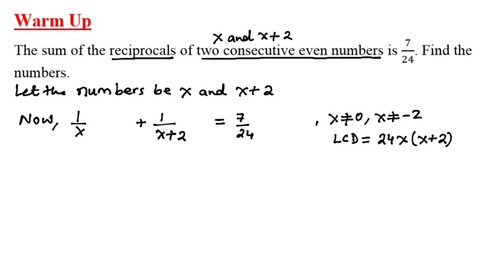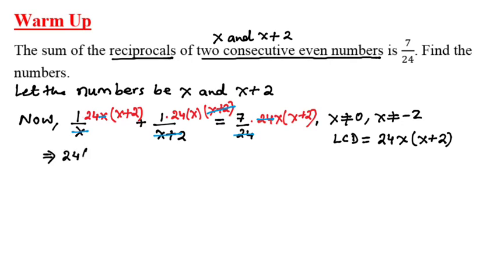So if I multiply the first one, 24x times x plus 2, multiply the second one, 24x times x plus 2, multiply the third one, 24x times x plus 2. If we do so, we'll be able to cancel the denominator. In the first one, we'll be able to cancel x. In the second one, we'll be able to cancel x plus 2. In the third one, we'll be able to cancel 24.